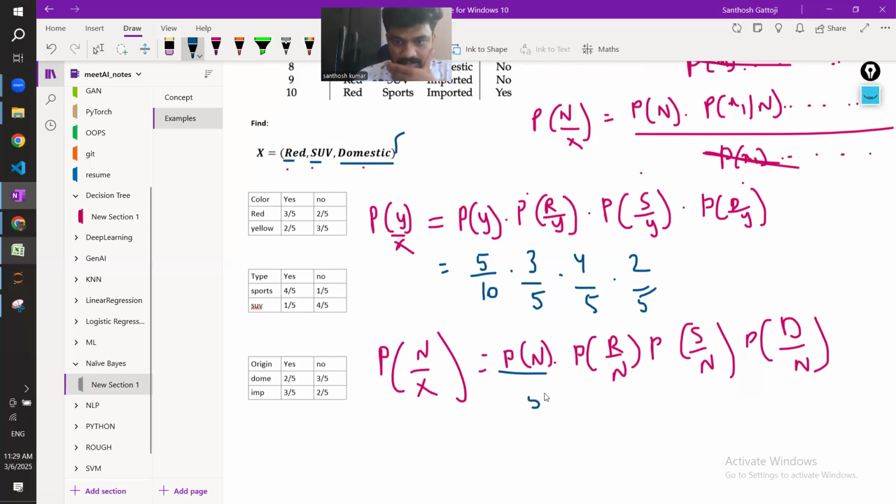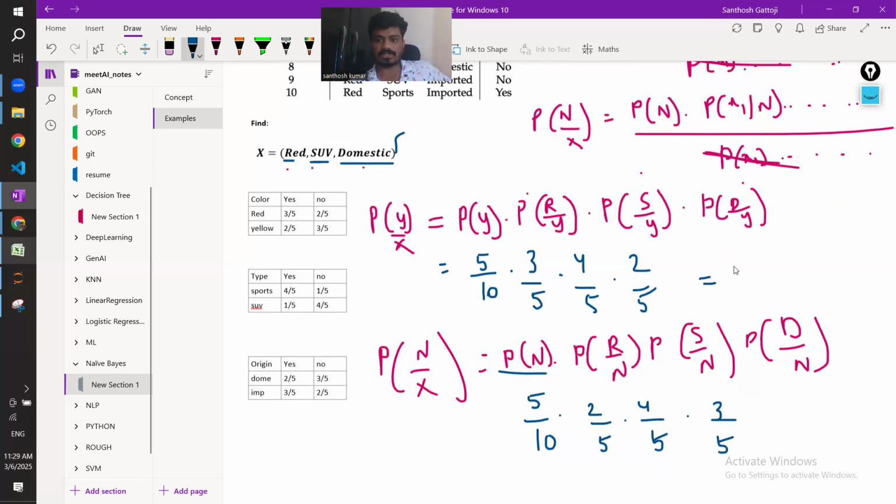5 by 10. Same. Correct. 5 by 10. And R by N is 2 by 5. S by N is 1 by 5. No, sorry, SUV, right? 4 by 5. And domestic and no is 3 by 5. Okay. So you calculate this.